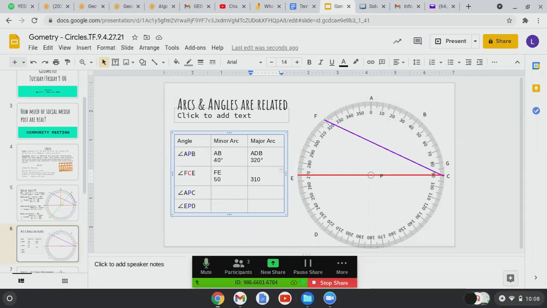So you said ECF. That's cool. ECF, and you said it's 310 degrees. All right, so now the next one was APC. So we're just going to draw a line.